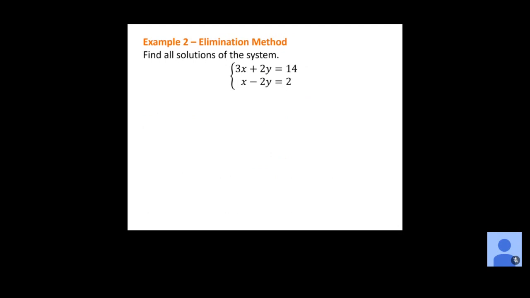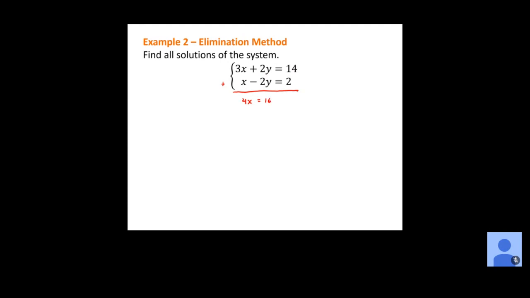All right, so example 2, again, we're going to find all solutions, but we want to use the elimination method this time. Well, if I look at this one, right off the bat, I notice I have a positive 2y and I have a negative 2y. So I don't need to adjust my coefficients this time because just adding these together, my y terms are going to cancel. So my first step this time is just to add these two equations together. 3x plus x is going to give us 4x. My 2y plus negative 2y is going to cancel out. And on the other side of my equals, I have 14 plus 2. That's going to be 16.